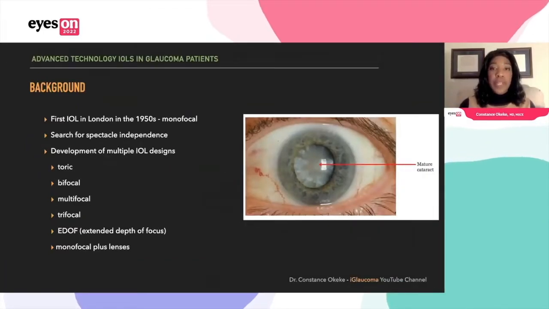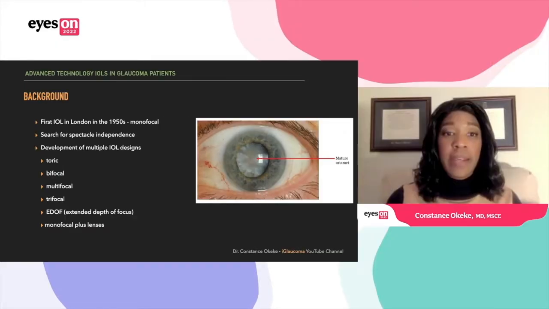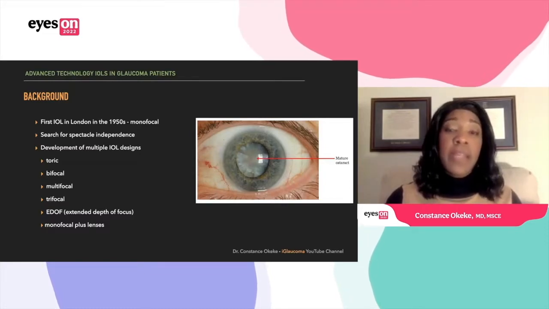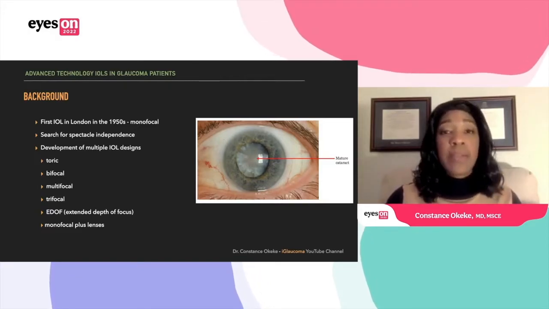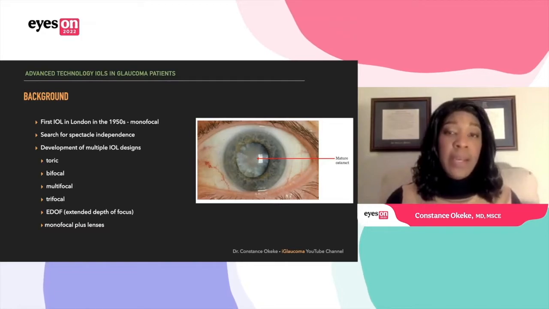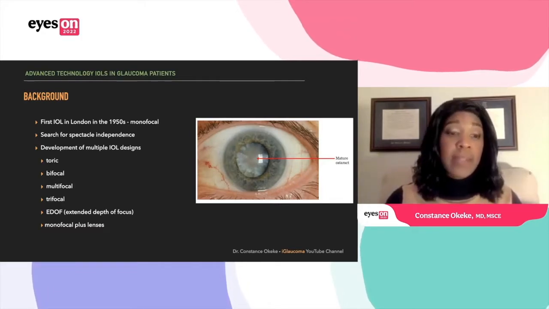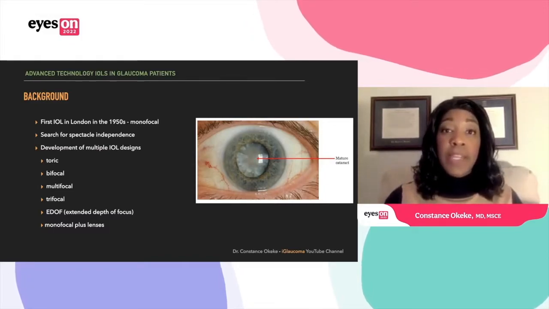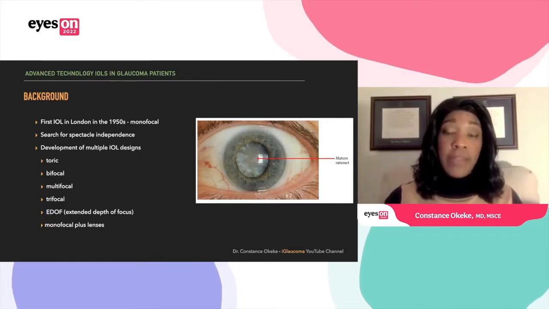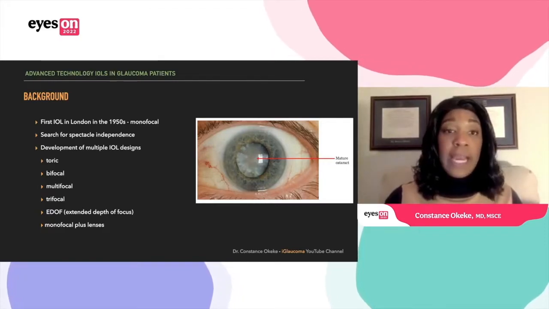IOLs first came out in the early 1950s as a monofocal lens. And since then, we've had patients who have a desire to have less dependence on glasses. That has sparked a number of different technologies and developments in IOL designs. We now have toric lenses, bifocal lenses, multifocal lenses, trifocal lenses, as well as extended depth of focus lenses and monofocal plus lenses. All of these lenses try to allow the patient to have what they want, which is excellent vision, but with less dependence on glasses.